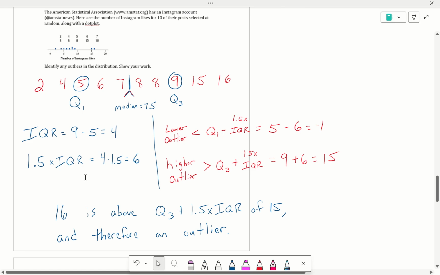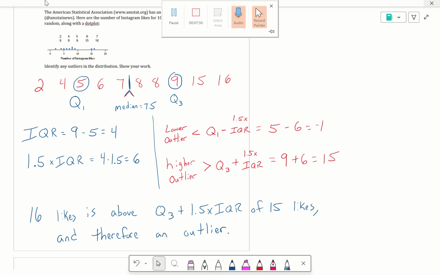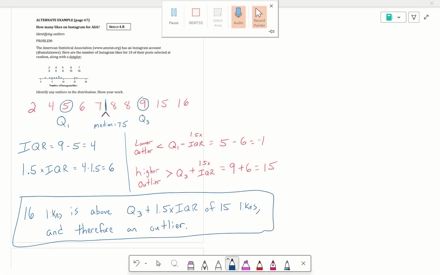And I should add some context here too. So 16 likes is above the third quartile plus 1.5 times the IQR of 15 likes, and therefore an outlier. So when you're asked to show your work, we do need to detail the lower outlier, the higher outlier, the IQR times 1.5. So let's make sure we provide detail for that, not just numbers, but what these numbers represent.